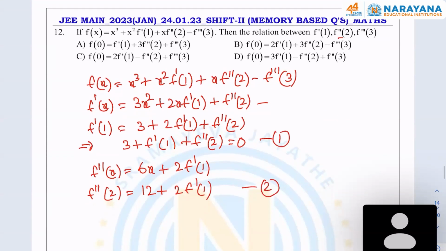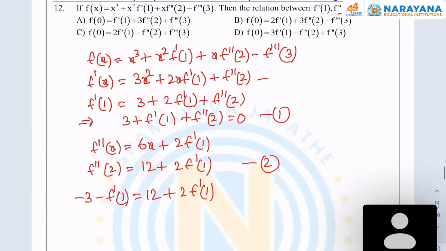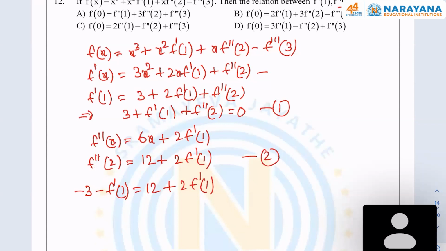Okay, here we have two equations and two variables, which are f dash 1 and f double dash 2. Now I will solve them. So f double dash 2 is equal to minus 3 minus f dash 1, which is equal to 12 plus 2 f dash 1. I'm solving equation 1 and equation 2. So it is equal to 3 f dash 1 is equal to minus 15, which implies f dash 1 is equal to minus 5, and f double dash 2 is equal to 12 plus 2 into minus 5, which is equal to 2.